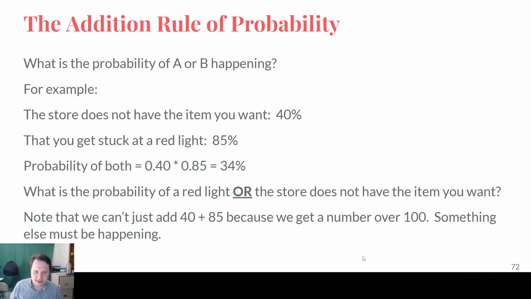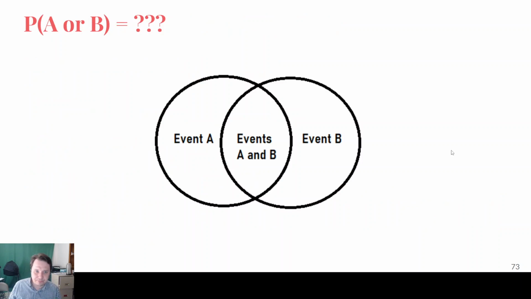Something else must be happening. Something else must be going on, because we can't just add 40 to 85 because we get 125, and that's not a probability because it's greater than 100. So let me show you how we do this. This is called the addition rule of probability. And I'm going to show you this visually because I think it will make more sense visually.